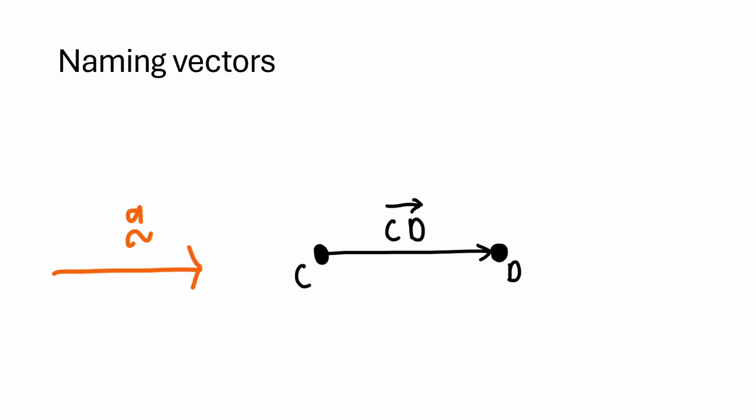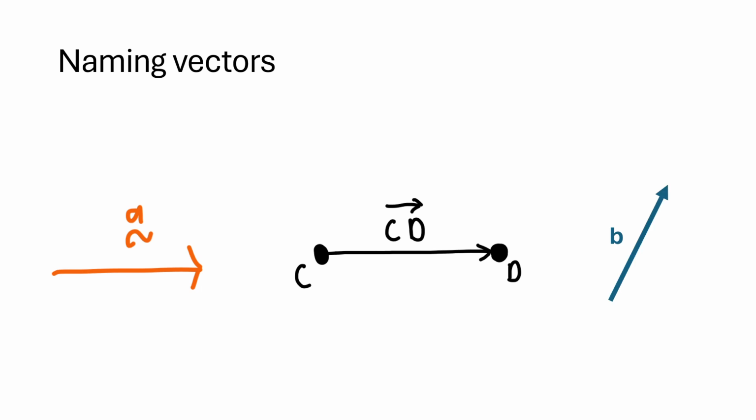Our second form of nomenclature, we can write it as 2 points. So here I've got C and D with an arrow on top. So capital C, capital D, arrow on top. So we often use this in geometry, and you can use this handwritten or typed.